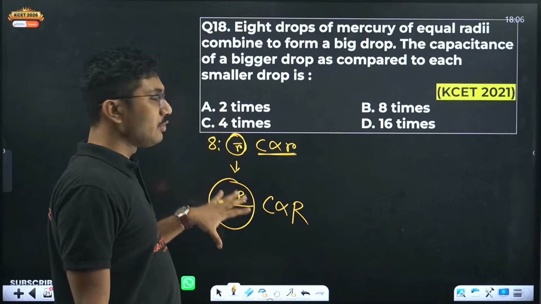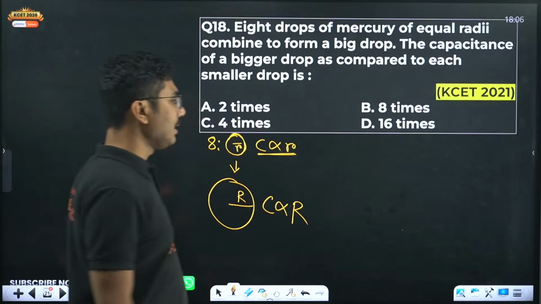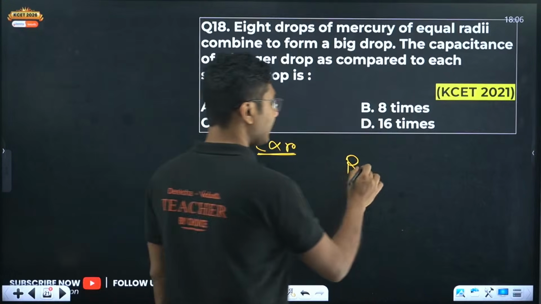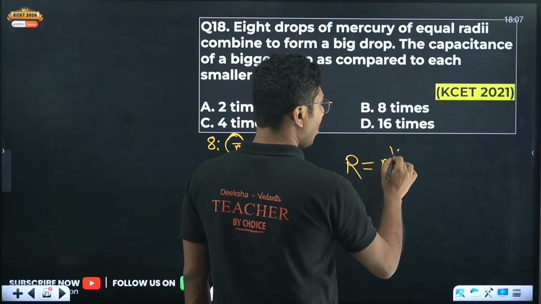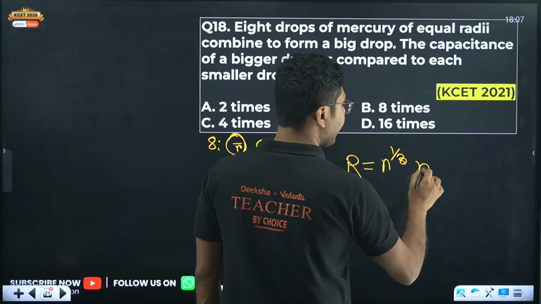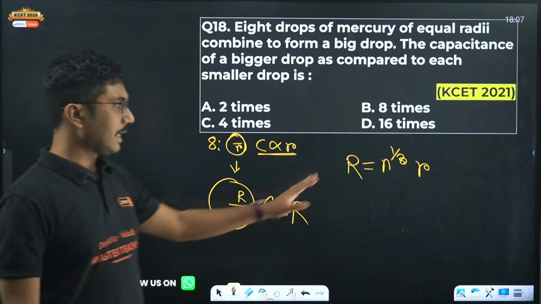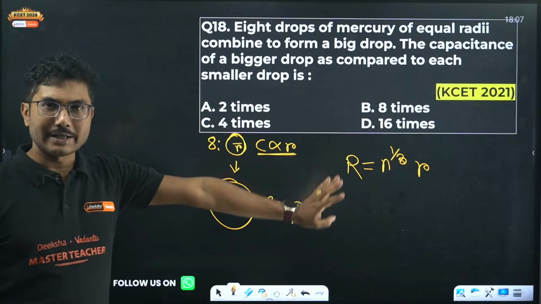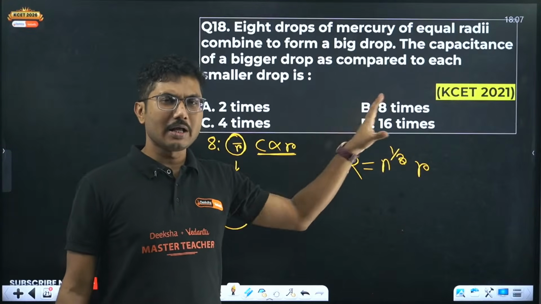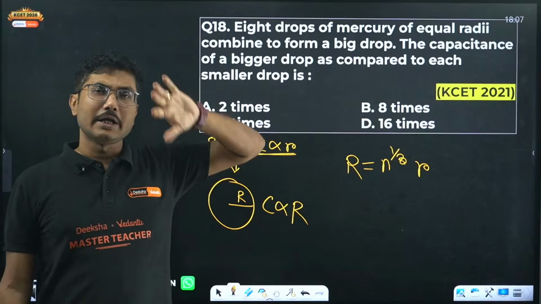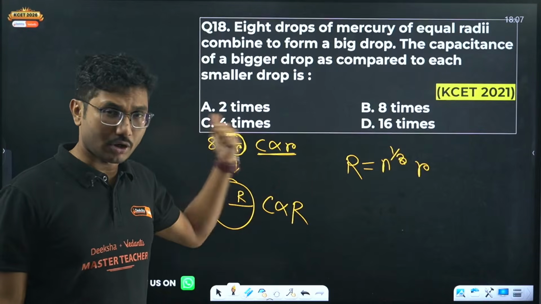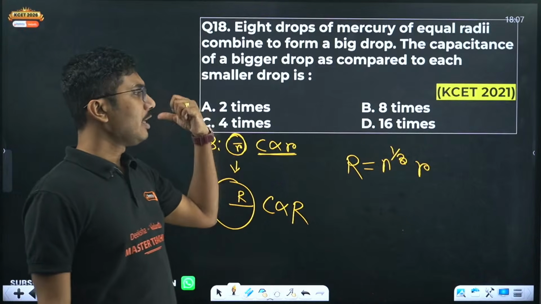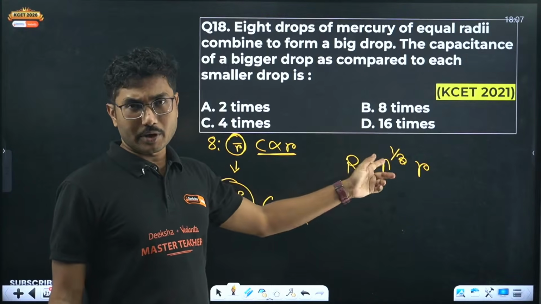Remember that when a few spherical drops combine, the radius of the bigger sphere is equal to n to the power of 1/3 into the radius of the smaller sphere. You can find the volume, add them, and calculate it, but this formula is very common across many different styles of question. It will be helpful in many other questions. I have solved one question in Q1 as well. So the radius of the sphere is given by n to the power of 1/3 into r.